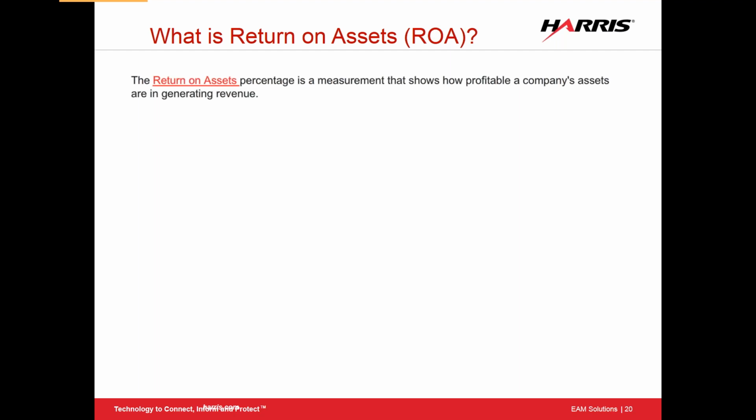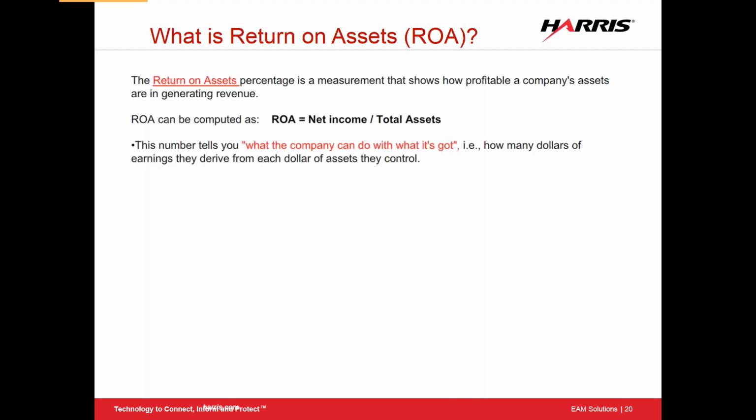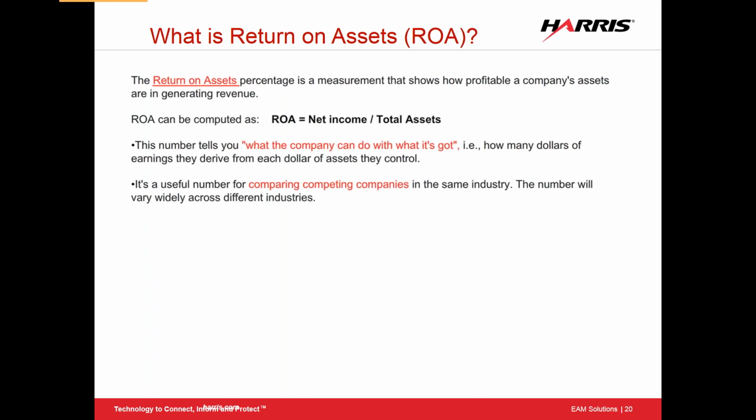A couple more small details here. I don't want to lose anybody on these formulas and stuff, but this is a real important one here, return on assets. It's a measurement of how profitable, how successful you are as a company. So you've got a total net income and you divide it by the number of assets, and that tells you how you do in relation to what you've got. And you can compare this to other competing companies in the same industry.